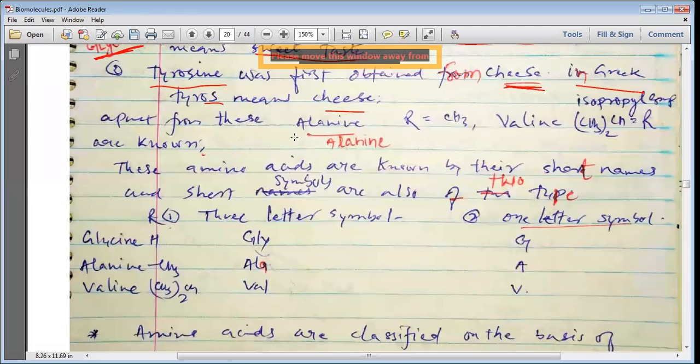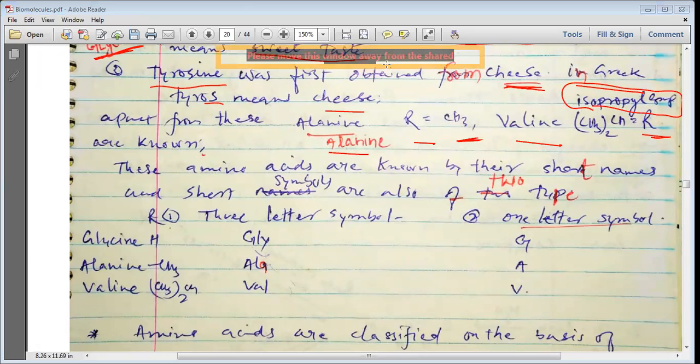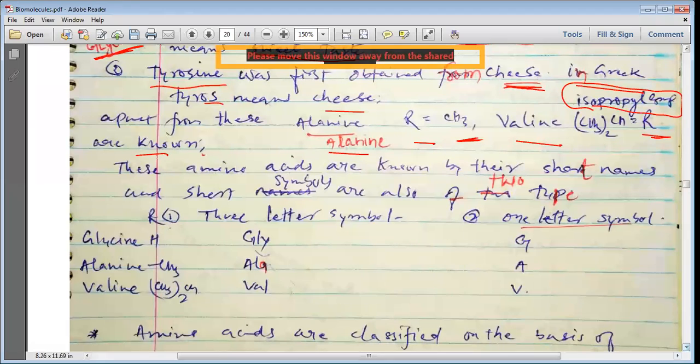Apart from this, alanine is an amino acid where R is equal to CH3, and valine has R equal to (CH3)2CH, which is the isopropyl group. So when we have the isopropyl group available as R, my dear students, we generally consider that kind of amino acid as valine. So this is the way by which we know the various amino acids.